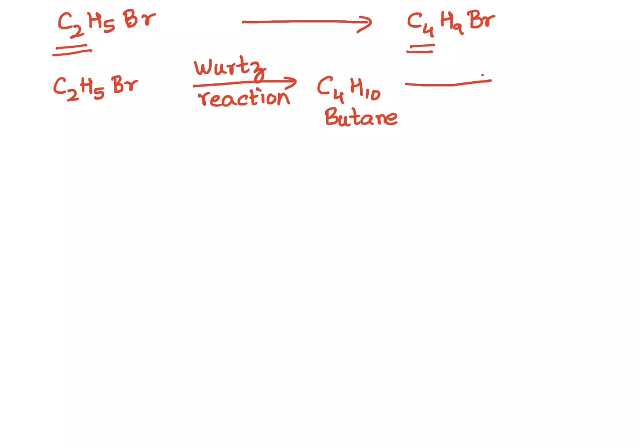We know that alkanes undergo halogenation, right? So we reacted with bromine, although you will get a mixture of products. So C4H9Br, the simplest that we can write at the present according to your present level of understanding.